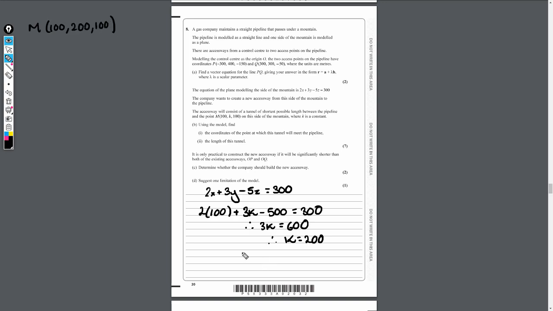Okay, so we can use this now to work out the coordinates of the point at which the tunnel meets the pipeline. So the first thing to know is that M is a point on the mountain. So M, point on the mountain.